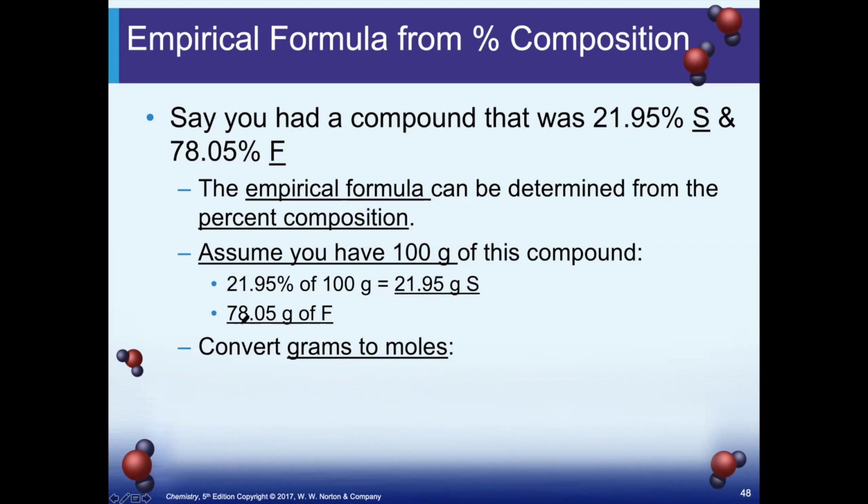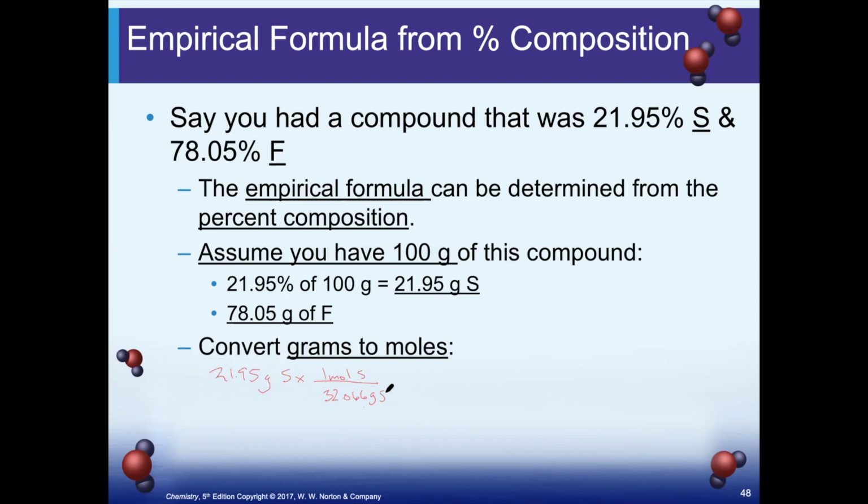Okay, all right, so we have 21.95 grams of sulfur, and I want to convert that into moles. So remember how we did this yesterday. 1 mole of sulfur is, what is the molar mass of sulfur? Well, it's the same thing as the average atomic mass of sulfur, but just with units of grams per mole. So that's 32.066 grams of sulfur. That's from the periodic table.